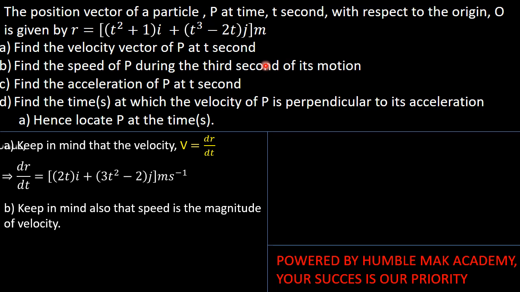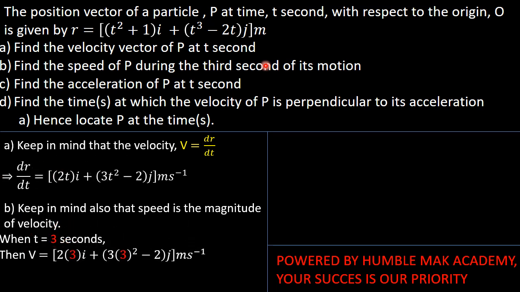Great. So now in this case, guys, when t is equal to 3 seconds, if we substitute 3, we are going to have our v to be 2 into 3 i, plus 3 squared minus 2 j. So, guys, if we simplify this expression, we are going to have our v to be 6i plus 25j, all that meters per second.